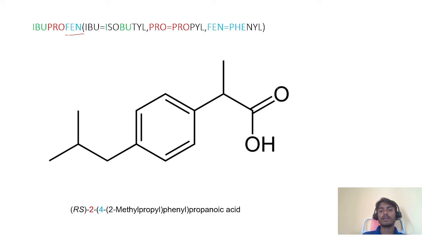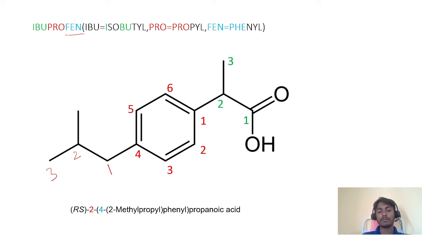When it comes to the numbering, first, it contains acid, only the acid functional group is there. So always start the numbering with the acid. 1, 2, 3. Next, the phenyl group. So this is the numbering for the phenyl group. Next, again if you want, we can give 1, 2, 3. That is for the isobutyl group.